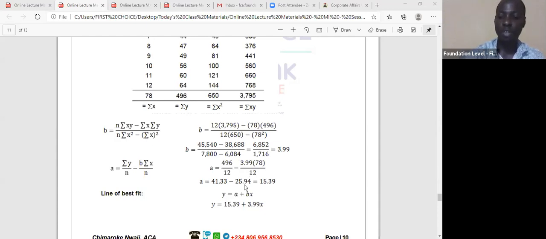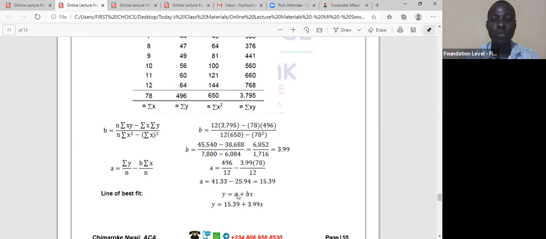So let me make it to 2 decimal places here. Let me do it. 41.33 plus 25.94. Sorry, it's minus. 41.33 minus 25.94. You see, you are getting 15.39. 15.39 is the A value, which is the smallest point you are going to use.